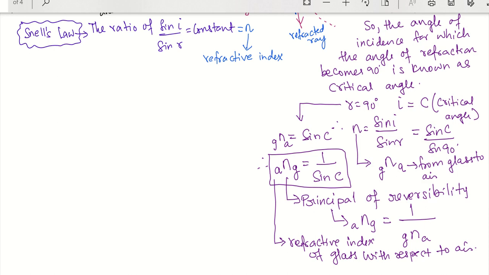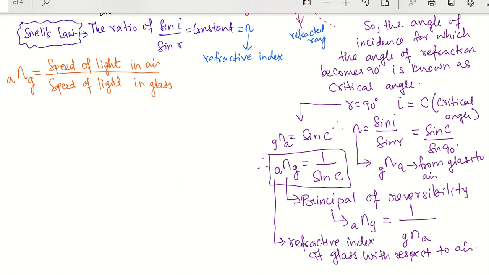Now coming to the other part. Let us do one application question, and there is another formula here. n is equal to, for example, let us say light is coming from air to glass, then it is also given as the speed of light in air by the speed of light in glass. So this is called the first medium and this is called the second medium. Technically, the speed of light in air is 3 into 10 power 8 meters per second, and in glass it is 2 into 10 power 8 meters per second, which means n is 1.5.